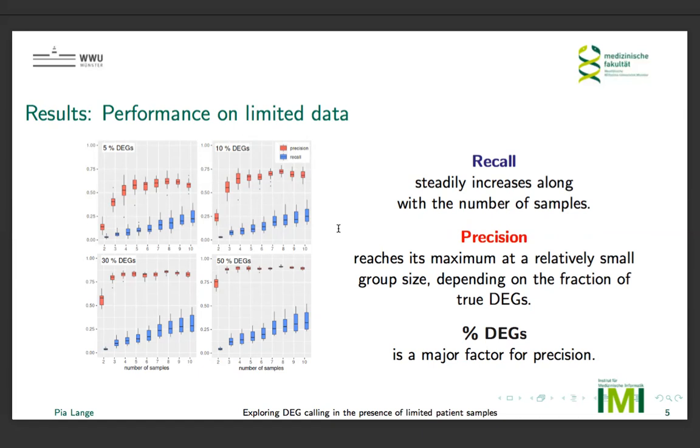And even for a few samples, relatively high precision can be retained depending on the fraction of true DEGs. For example, here for 30% DEGs, we only need 4 to 5 samples regarding precision, whereas for 5%, we would need 8 to gain maximum precision. The percentage of the true DEGs seems to be a major factor for precision in general, and researchers should be aware that analyzing very similar conditions, like the top row, might be prone to errors as we do not exceed 75% precision here.